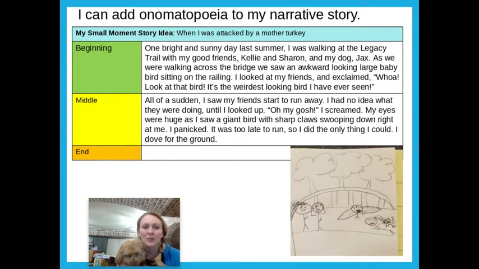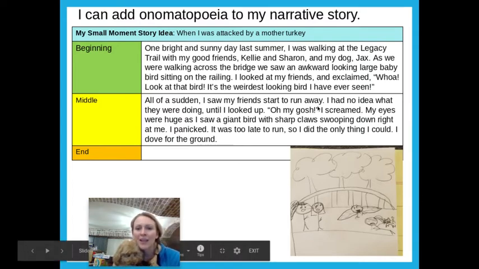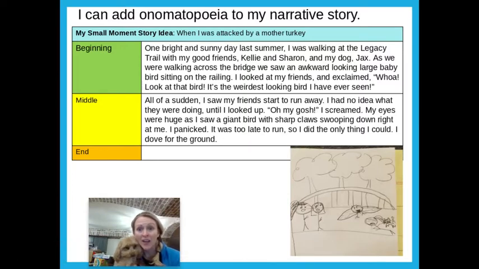All right, so what I'm going to do is reread my middle here to see what I've got going on so it flows nice and smooth. All of a sudden, I saw my friends start to run away. I had no idea what they were doing until I looked up. "Oh my gosh!" I screamed. My eyes were huge as I saw a giant bird with sharp claws swooping down right at me. I panicked. It was too late to run, so I did the only thing I could. I dove for the ground.